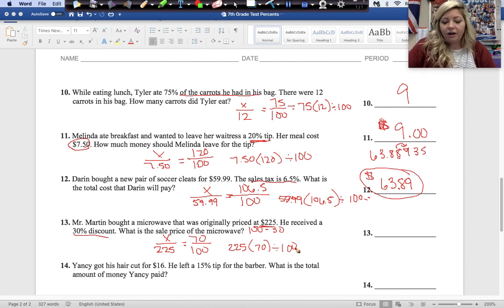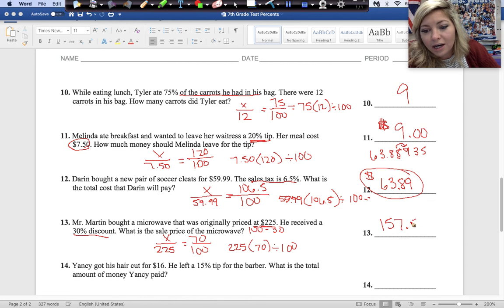225 times 70 divided by 100 gives us 157.5, but again we're talking about money here, so it needs to come out to the hundredths place. That's a 5. So $157.50.